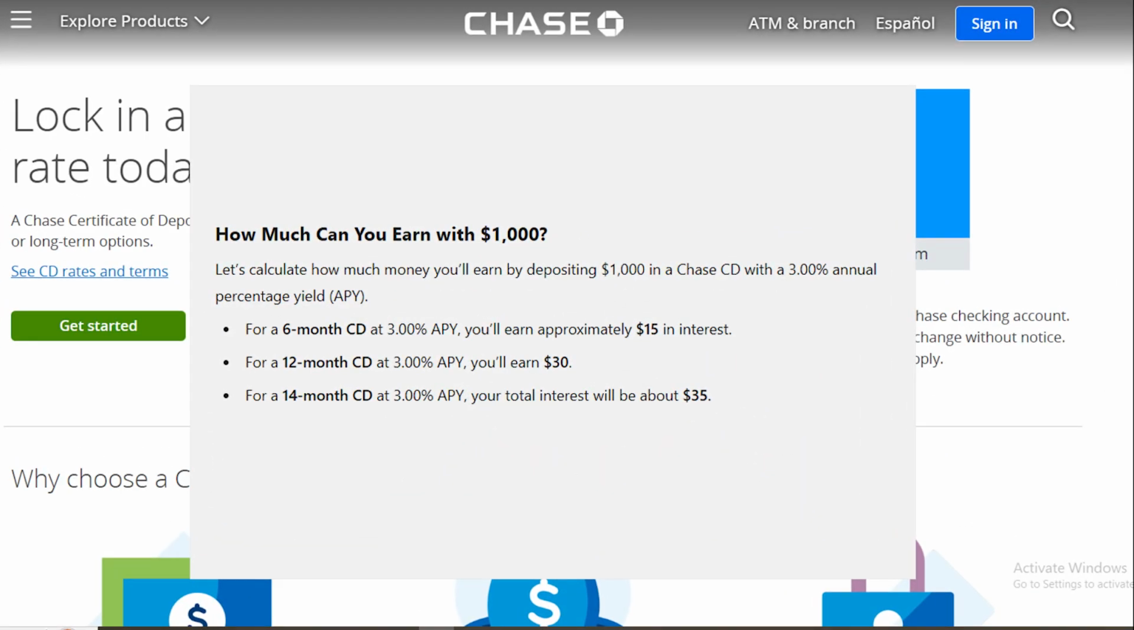yield, APY. For a 6-month CD at 3.00% APY, you'll earn approximately $15 in interest. For a 12-month CD at 3.00% APY, you'll earn $30. For a 14-month CD at 3.00% APY, your total interest will be about $35.